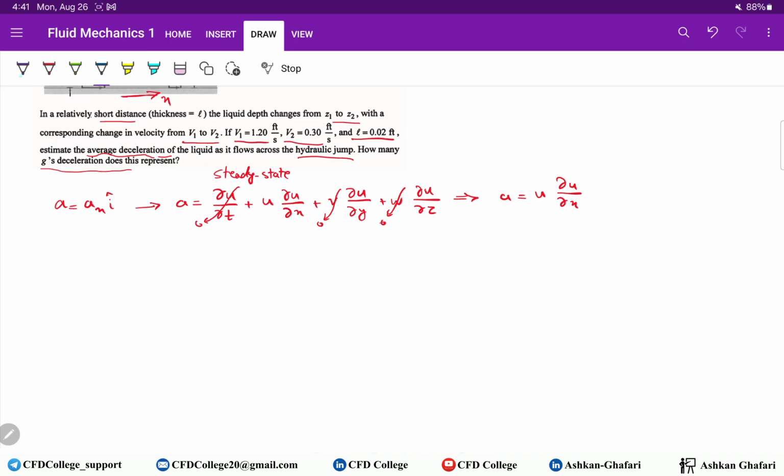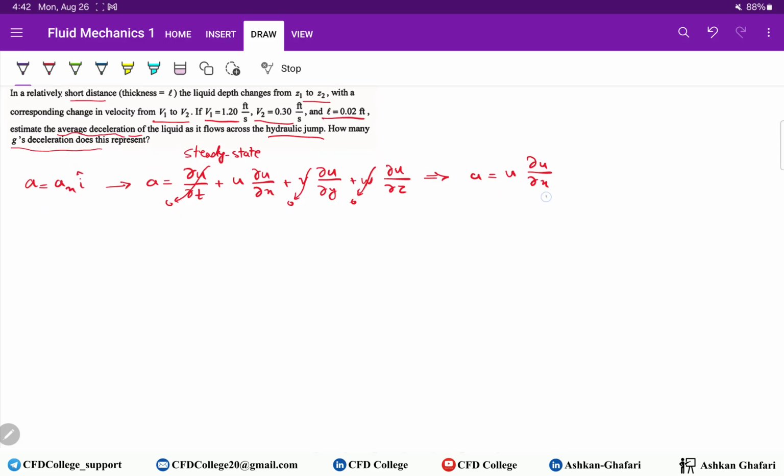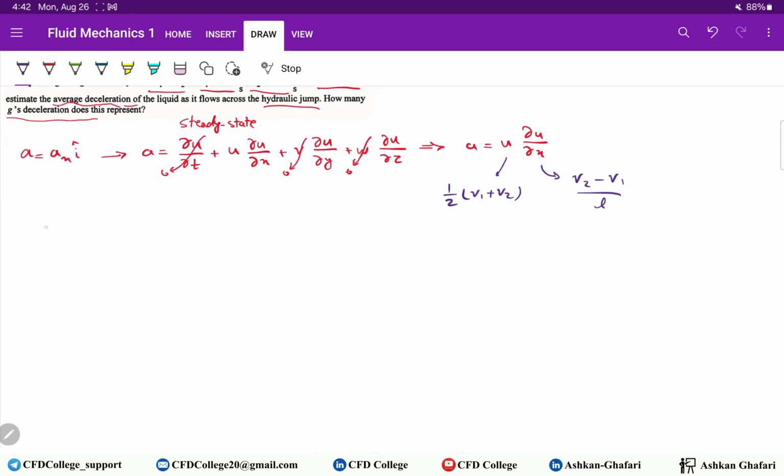And just like the previous problem, we know du over dx. We can estimate it by this equation, (v2 minus v1) divided by L, and for u we use the same assumption, 1 over 2 (v1 plus v2). So A equals (v1 plus v2) over 2 times (v2 minus v1) divided by L.